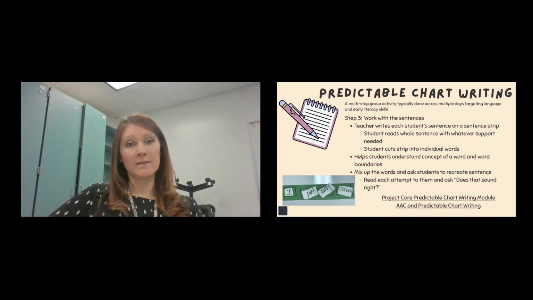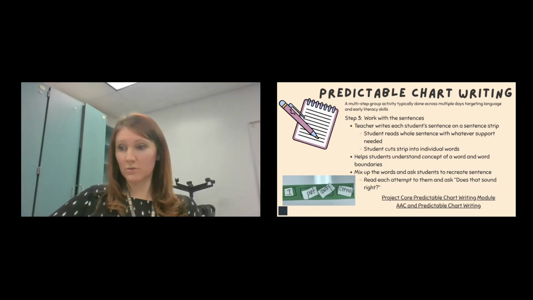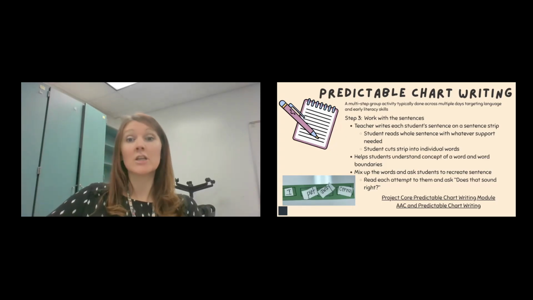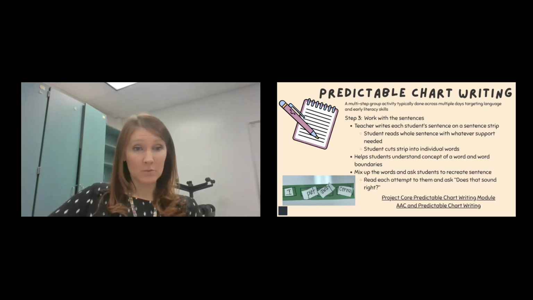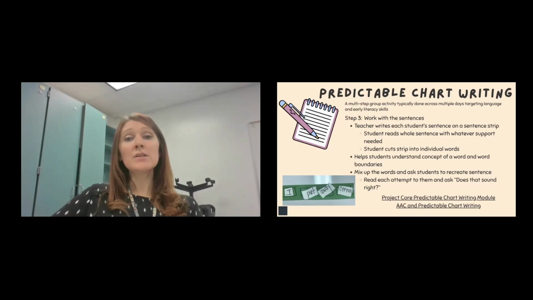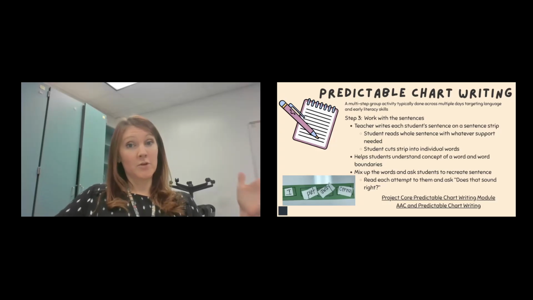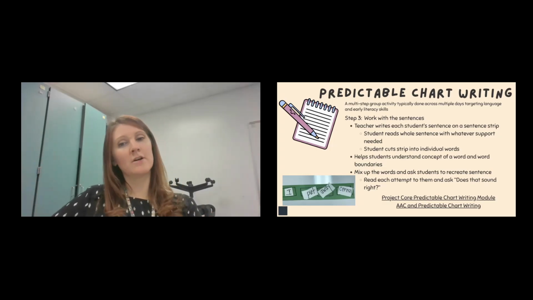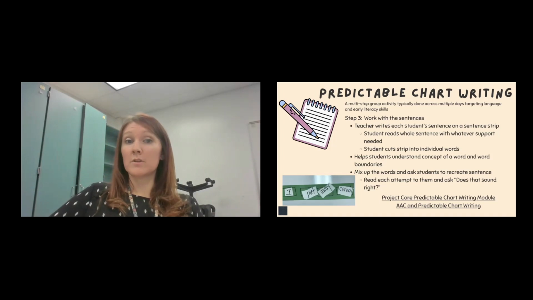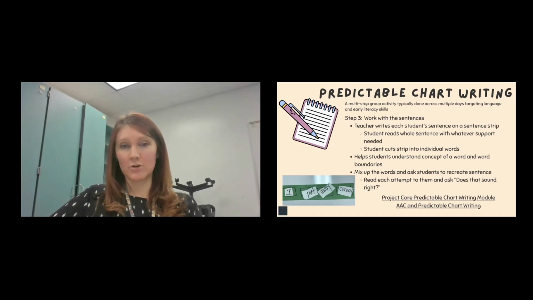So maybe, again, that's an adult needing to read it to the student and helping with showing, touching each word as we're reading it. Maybe the student's able to read it themselves. And then the student would cut the strip into individual words. So again, this is practicing the concept of a word and where word boundaries are. So on that sentence strip, you might space them pretty far apart so that it's easy to identify where those word boundaries are, and students can cut them with whatever support they need. Maybe they need adaptive scissors, they need support with cutting, or maybe they're able to do it independently.